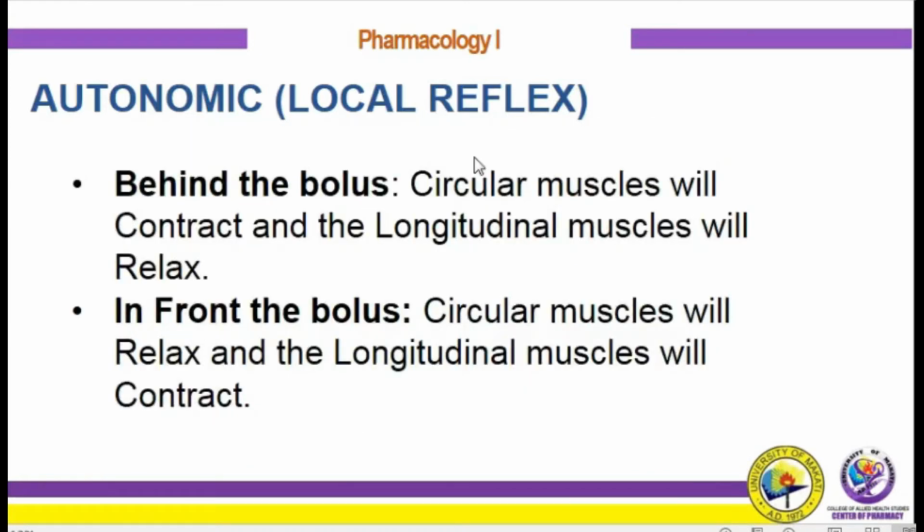So to sum it up, behind the bolus, the circular muscles will contract and the longitudinal muscle will relax, whereas in front of the bolus, the circular muscles will relax and the longitudinal muscles will contract. So that is for the autonomic or local reflex of the enteric nervous system.